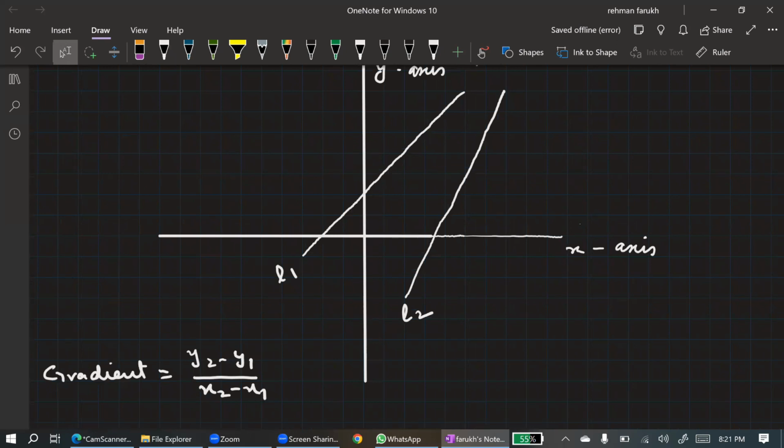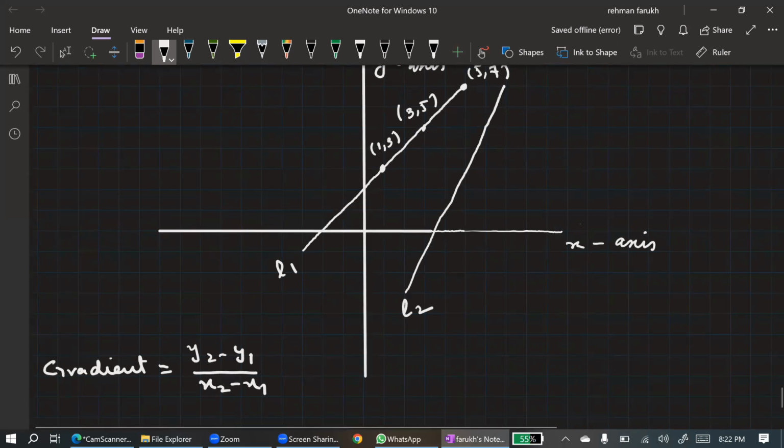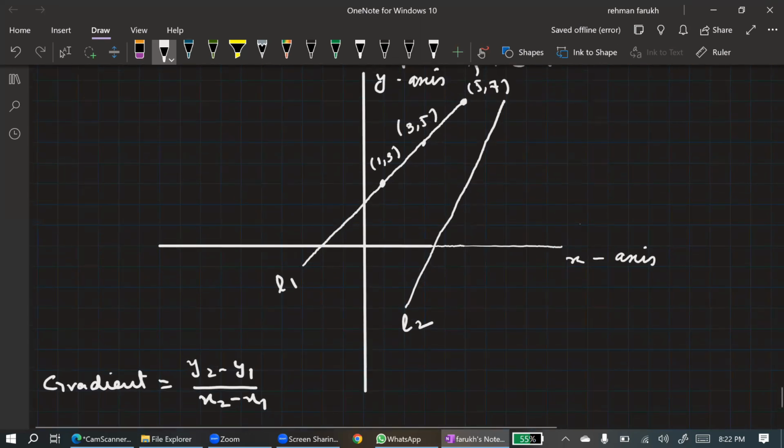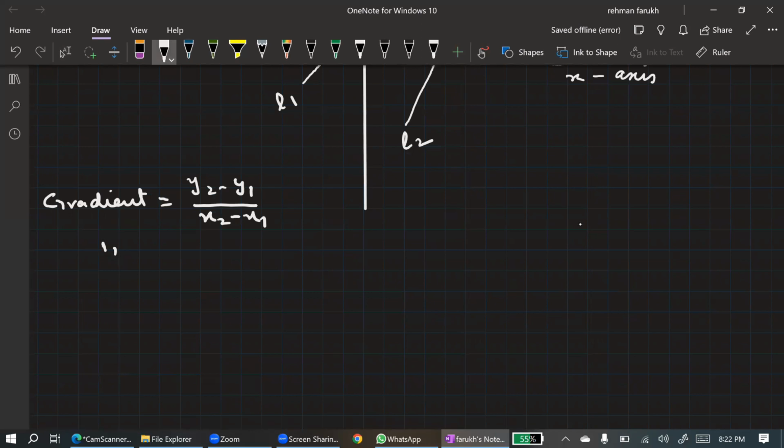We will select any 2 points on this line. Consider this point. This point is 1, 3. This point is 3, 5. And this point is 5, 7. Now we will select any 2 points on the line, 1, 3 and 3, 5. We will name one point as x1, y1 and the other point as x2, y2.